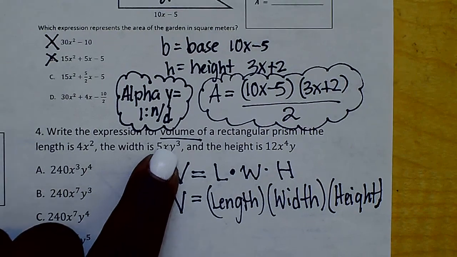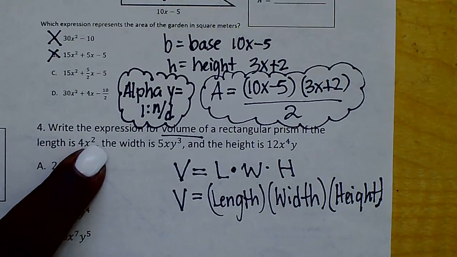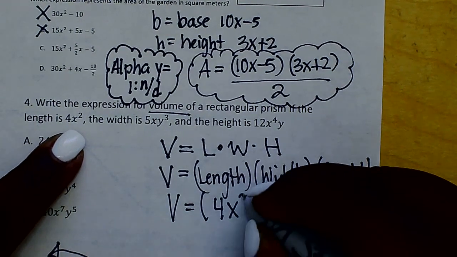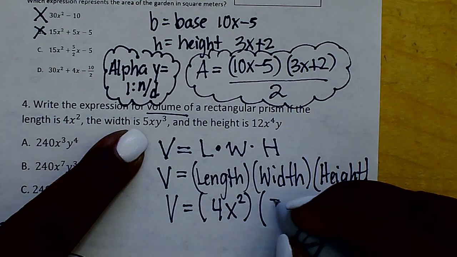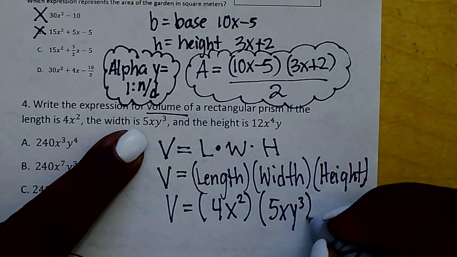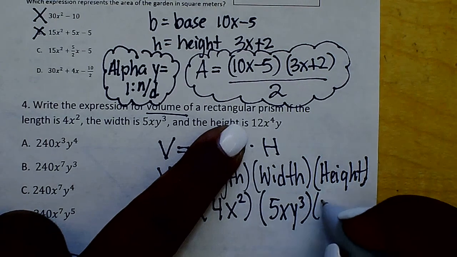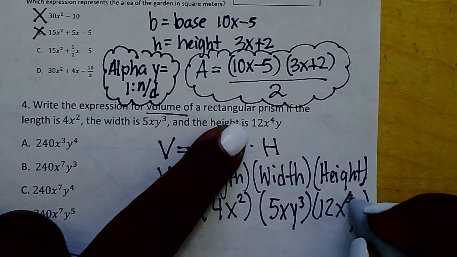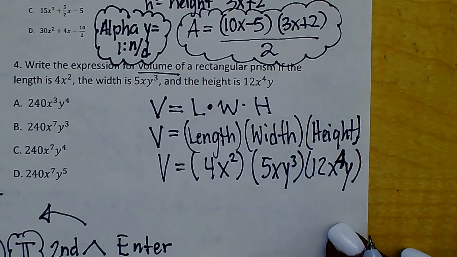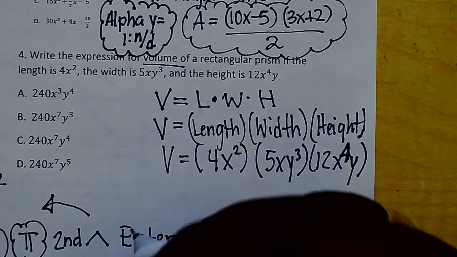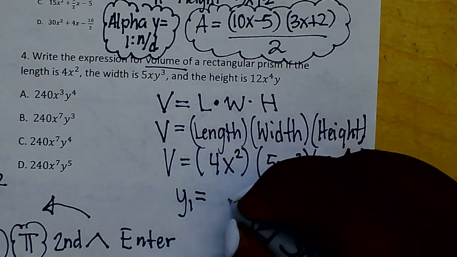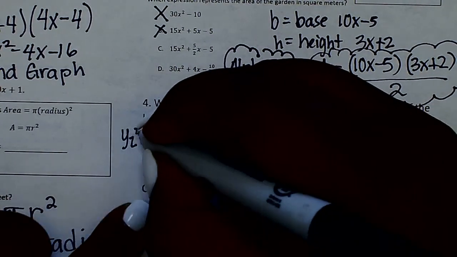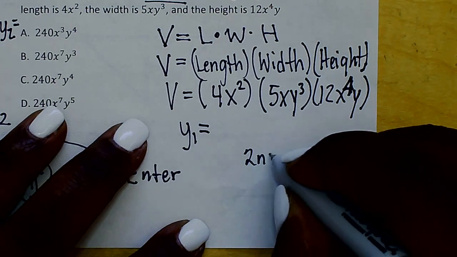Write the expression of volume of a rectangular prism if the length is 4x squared. So the length is 4x to the second. The width is 5xy to the third. And the height is 12x to the fourth y, times y. My bad. So you'll put this in your calculator in y1, and then you'll put your answer choices in y2, and you press second graph to check your answers.